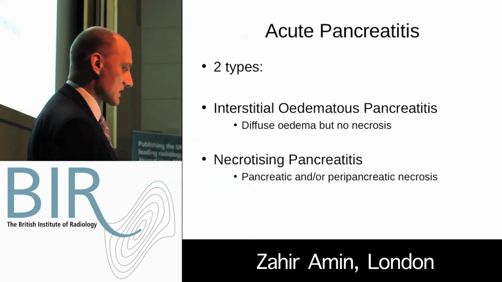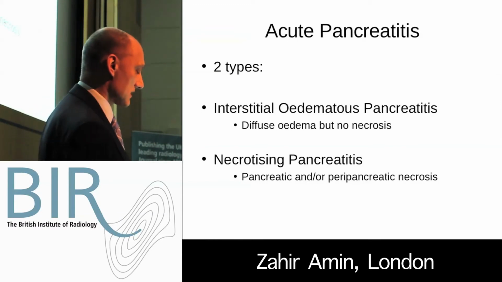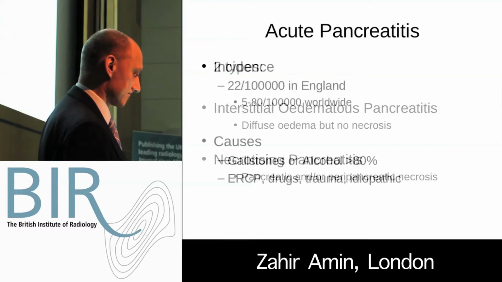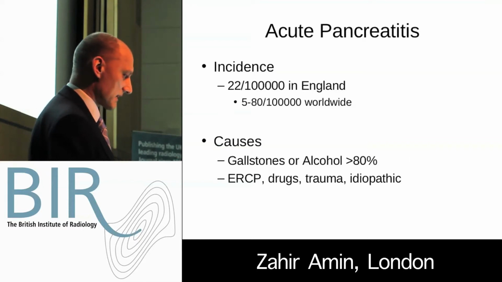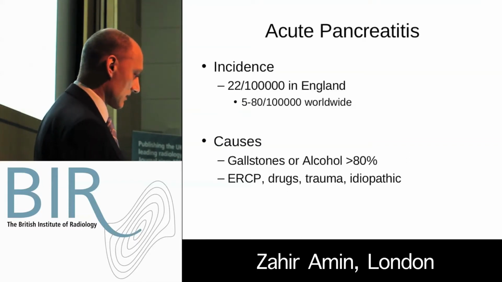The new classification describes 2 types of pancreatitis: acute interstitial edematous pancreatitis, which is due to diffuse edema within the pancreas but no necrosis, and necrotizing pancreatitis, which involves pancreatic and/or peripancreatic necrosis. The incidence on average is about 22 per 100,000 in England, and is said to be increasing. And the main cause is alcohol or gallstones in the majority of patients.